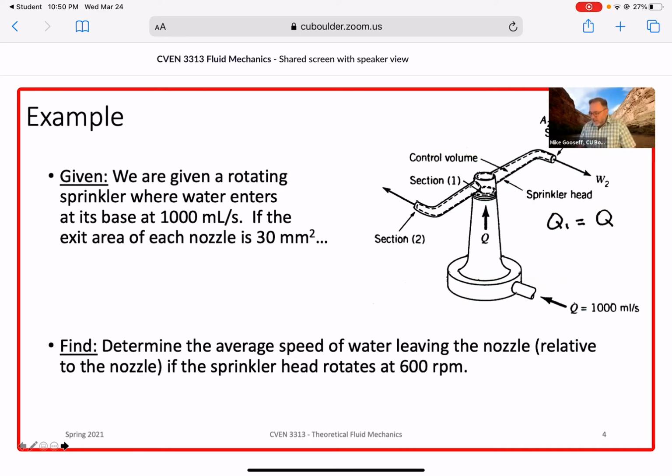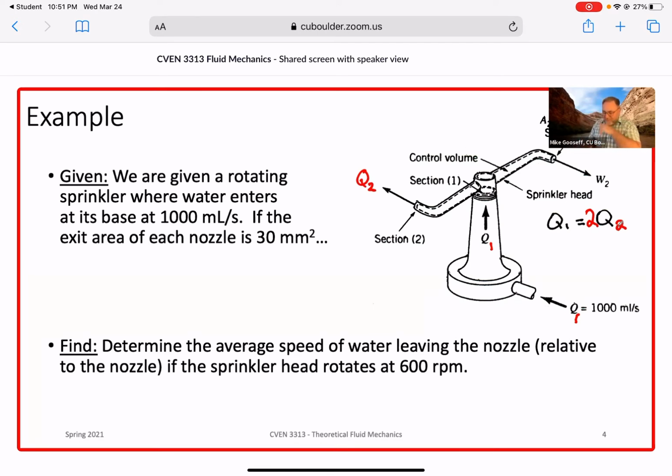So we've got section 1 coming up through here. So this is a Q1, and this is also a Q1, right? And then section 2, the water coming out, we have some Q2 and some Q2 at some velocity W2 occurring there as well. So Q1 is actually equal to Q2, right? We are taking all of Q1 and splitting it into two arms. We expect evenly, and so half of it goes out one nozzle of the sprinkler head, and one goes out the other nozzle on the other part of the sprinkler head.